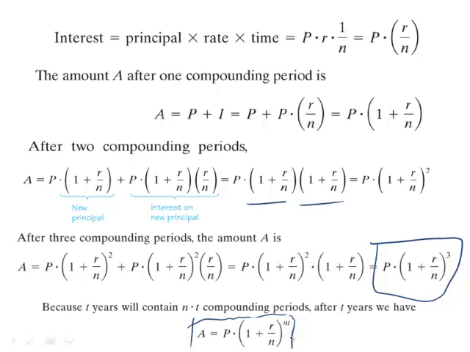And then T, what do you suppose T stands for? So n times T will be the exponent that tells you the number of compounding periods that have passed, which is going to be n, the number of compoundings per year, times T years. So if you have monthly compounding and 3 years have passed, then that exponent will be 36, right?